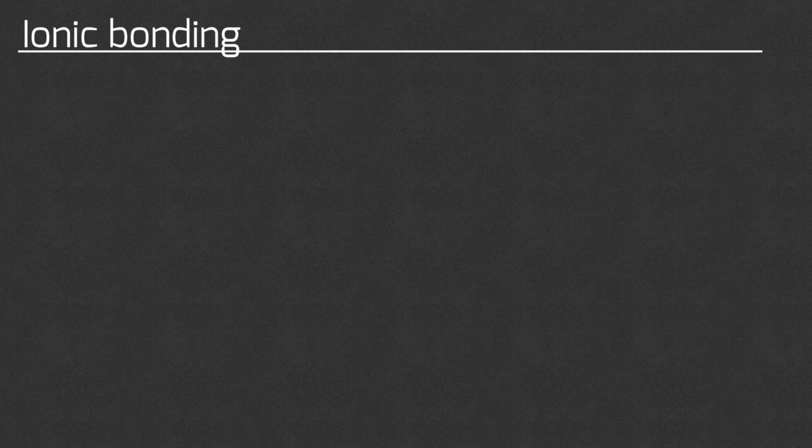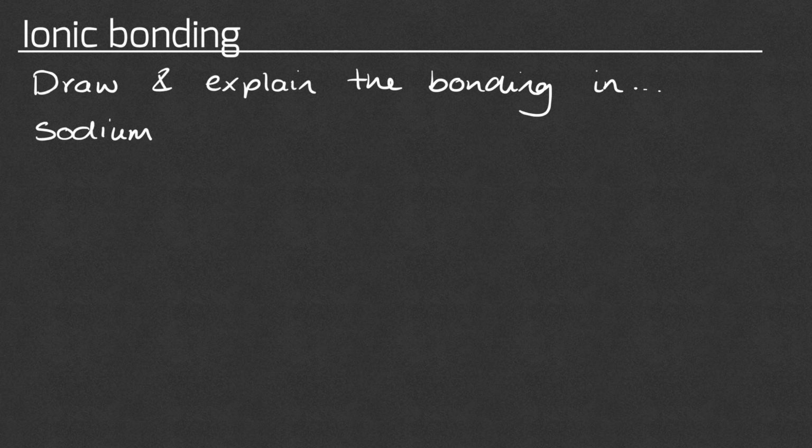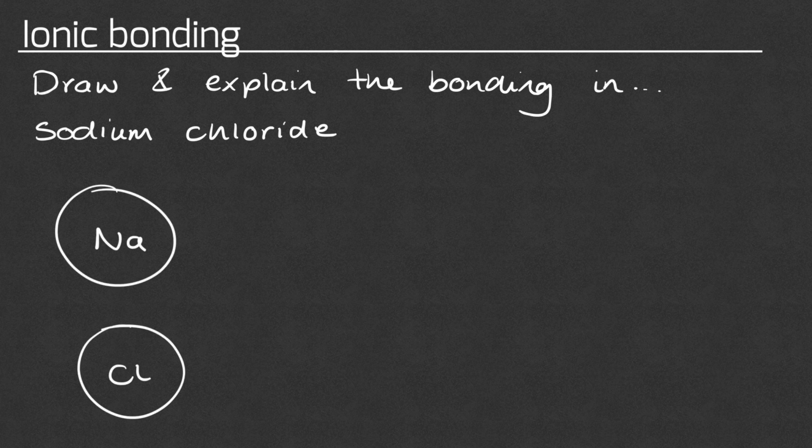We're now going to look at 4 examples of the process of ionic bonding. The first question we're going to look at is to draw and explain the bonding in sodium chloride. We're going to follow the same general process for each of these 4 examples. The first thing we need to do is draw a before picture showing the outer electrons of each of the 2 atoms involved, in this case sodium and chlorine.